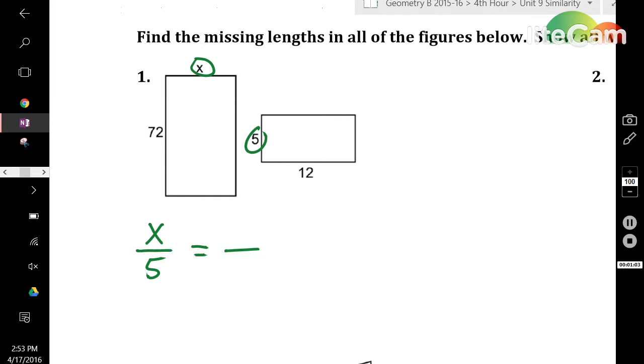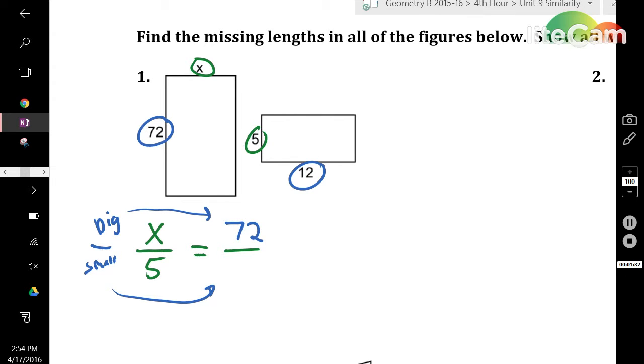The order of the first ratio won't matter, but the order of the second one does depend on what the first one's order is. So if you have x over 5 in this first ratio, that's big over small. And that same setup has to follow for the second ratio. So 72 and 12 correspond. 72 must go on top because that's part of the bigger rectangle. And 12 must go on the bottom because it's part of the smaller rectangle. Now, if you wrote it as 5 over x, obviously the second ratio would flip as well. It would be 12 over 72.